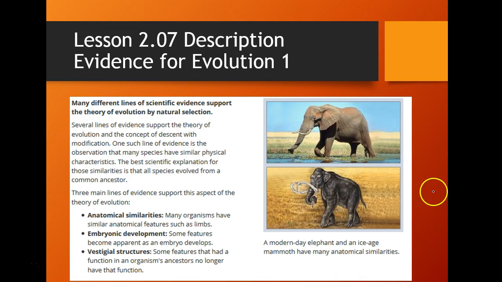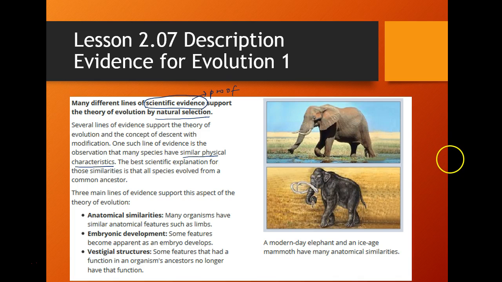We learned about the theory of natural selection and how it occurs, but what we're going to look at in the next couple lessons is the scientific evidence or proof that supports natural selection. One thing that we're going to focus on is how we use similar physical characteristics as a means of evidence for evolution.